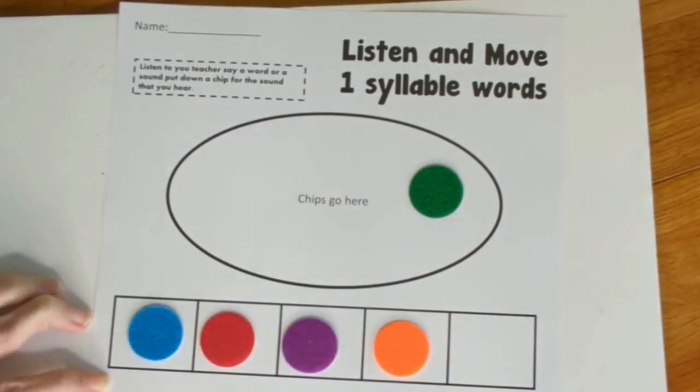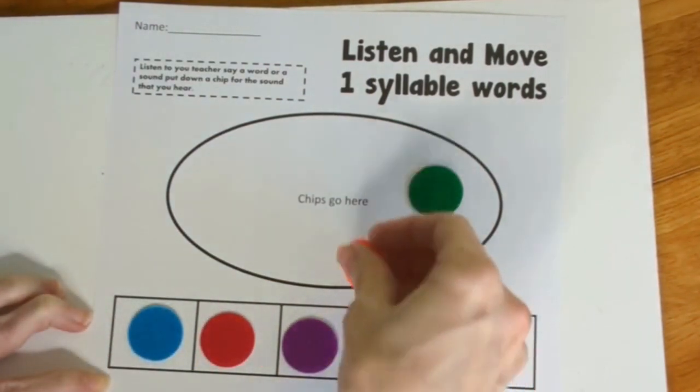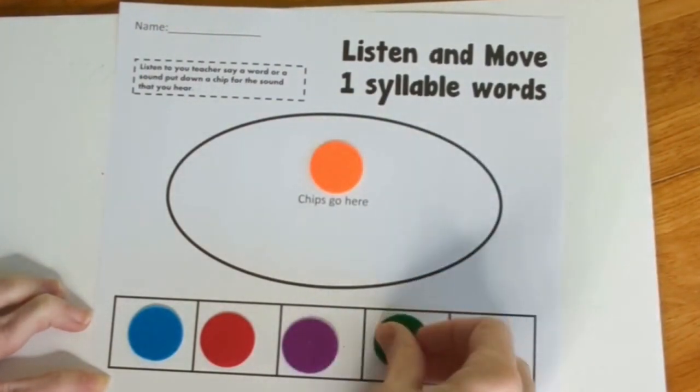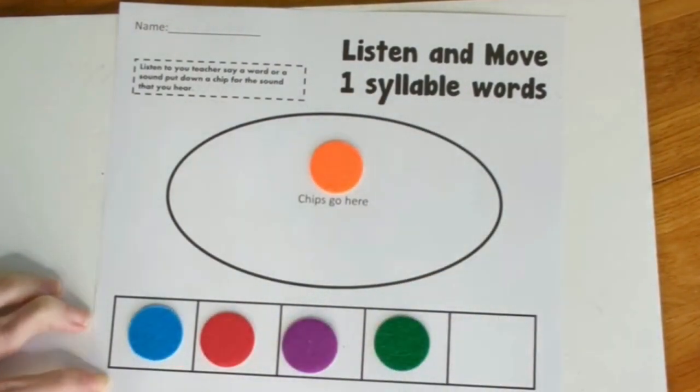Brim. If this is brim, show me Brit. Brit. If this is Brit, show me brat. Brat.